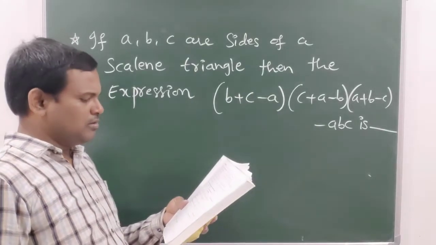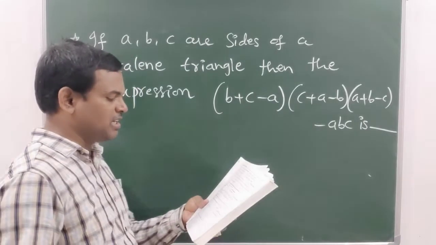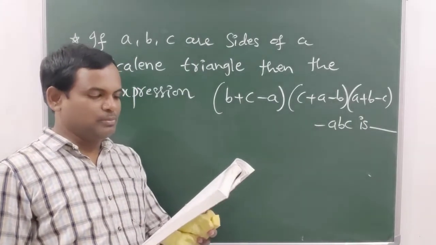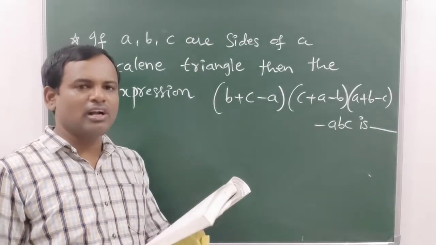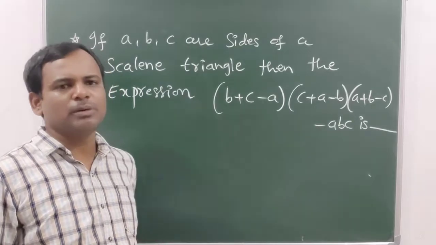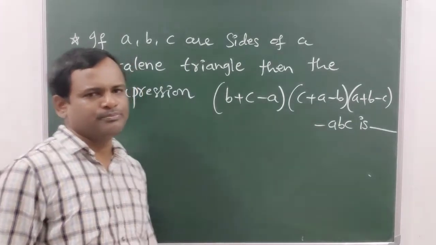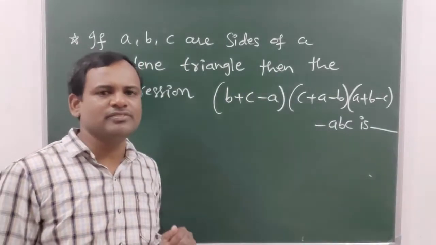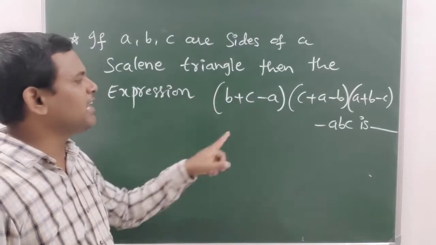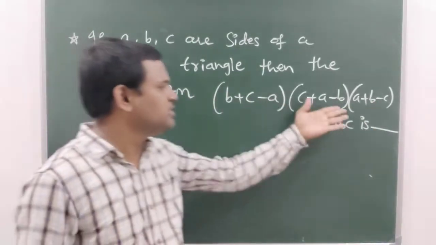Right. Now the right answer for this question is negative. See, options are given like this. First option is non-positive, second option is non-negative, third option is positive, fourth option is negative. Now which one is true? A, B, C are the lengths of sides of a scalene triangle. Then what is the sign of this expression?